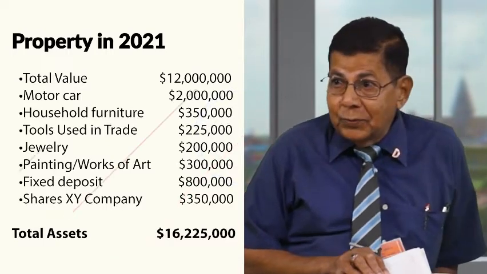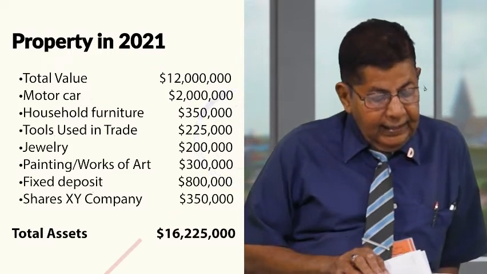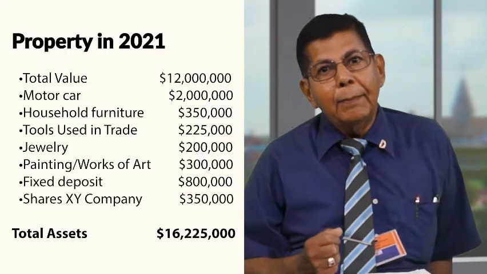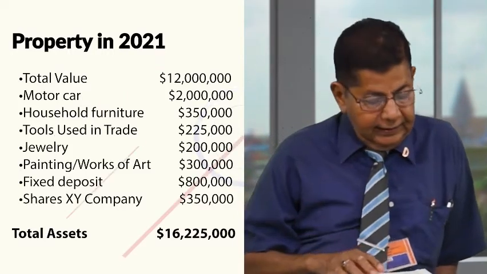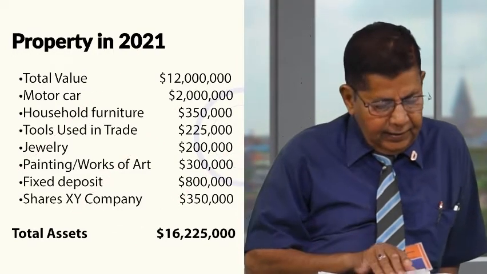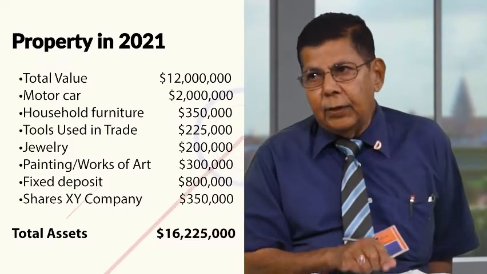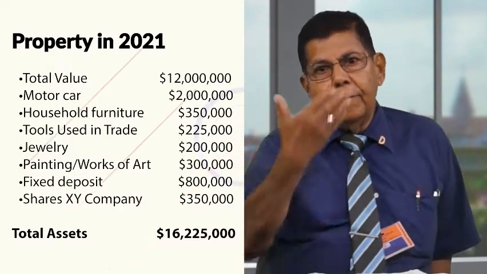We have jewelry as well, that is an asset. We have paintings, works of art, and you may have a savings account at the bank. That is part of the assets as well. And you may have some shares, stocks and shares. That is regarded as part of assets. So those will be listed, and you'll have a figure at the bottom for those assets.